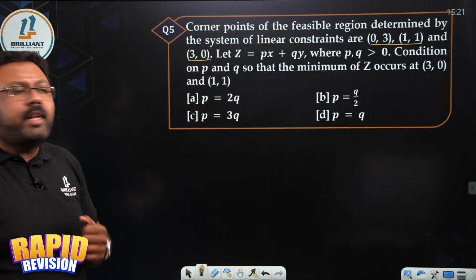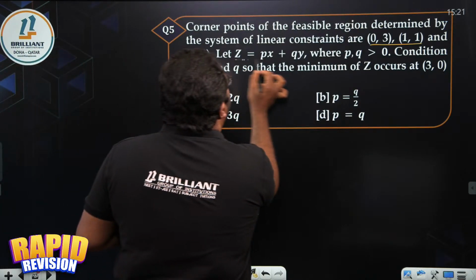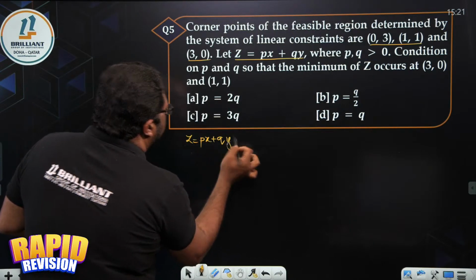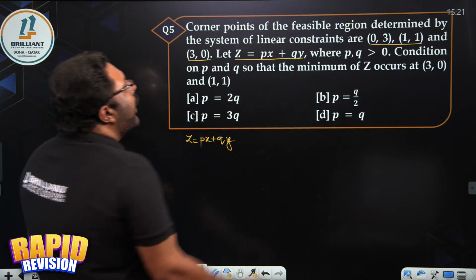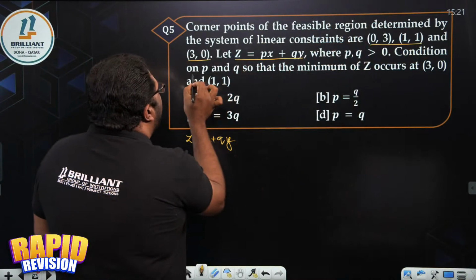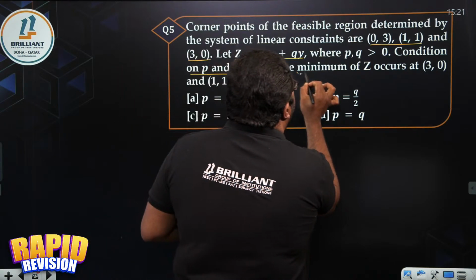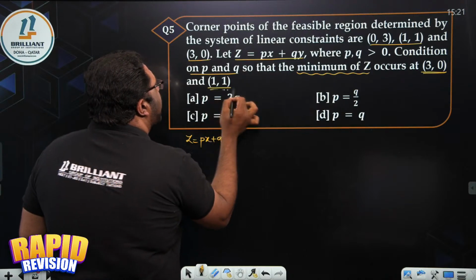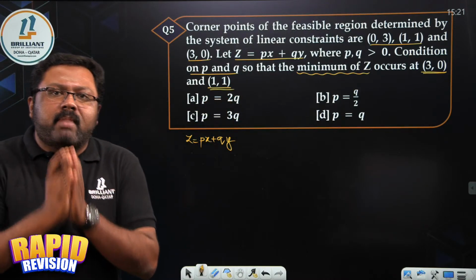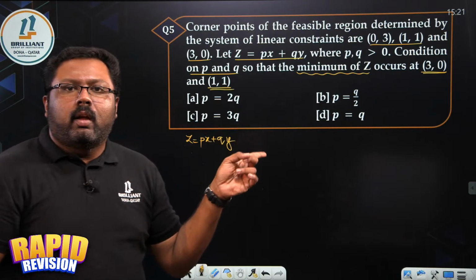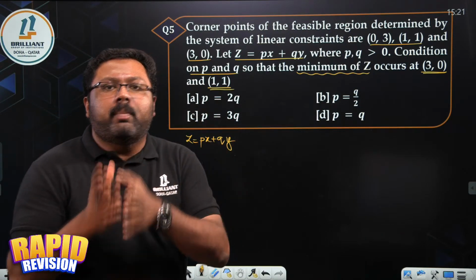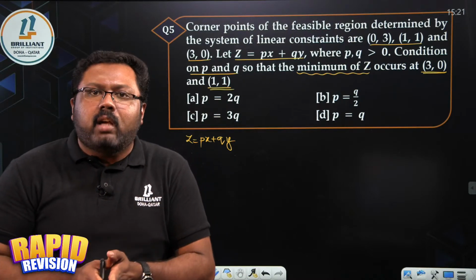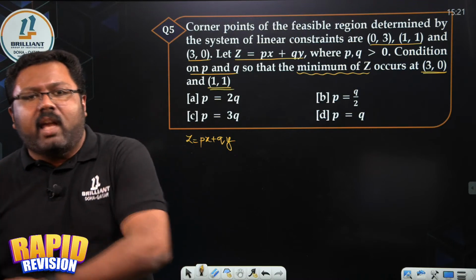I have 3 corner points for my feasible region, and the objective function is z equal to px plus qy, where p and q are greater than 0. What is the condition on p and q so that the minimum of z occurs both at (3, 0) and (1, 1)? We have seen a question already in the graphs, the 3-marker, where the minimum occurred at 2 points. So such a situation can come where 2 points give you the same minimum value.